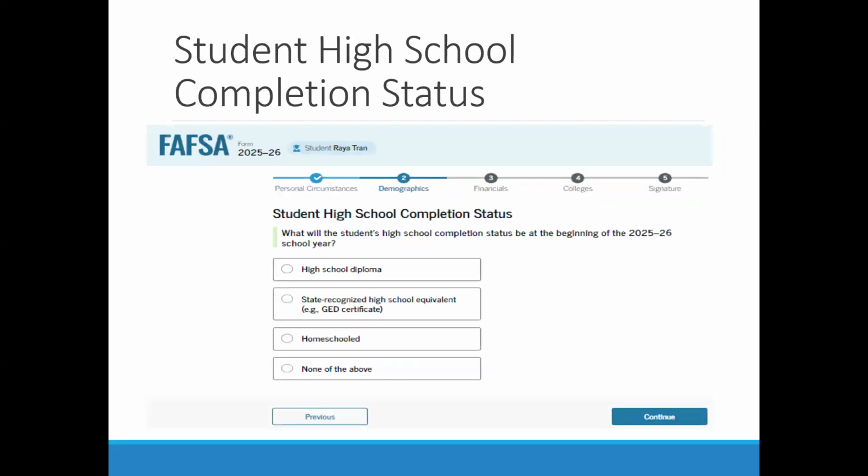Student will be asked about their completion status. This will be their high school completion status at the beginning of the 26-27 school year. So for our high school seniors, you will be selecting high school diploma because that's the goal. You will have your high school diploma at the end of the year, ready to start the 26-27 academic year at college.